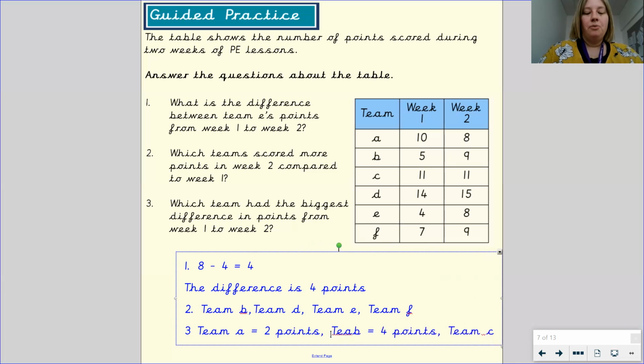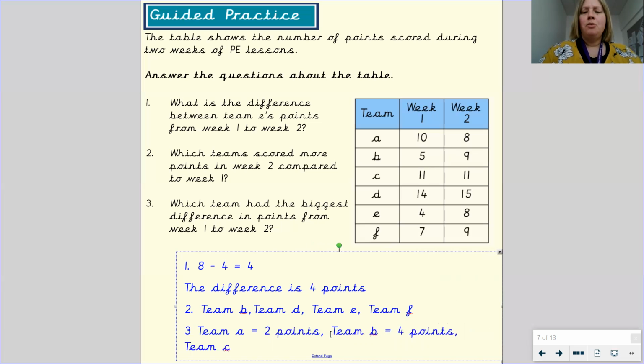In both weeks, they scored 11 points. What's the difference between 11 and 11? They're exactly the same, they're equal, so that's 0. Then let's have a look at Team D.